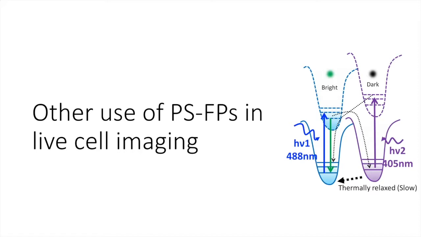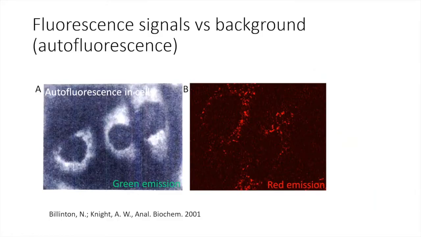Okay, I will quickly wrap up. I just want to introduce how we did in our lab. This is another use of photo-switchable fluorescent protein in live cell imaging. Oftentimes when we do the imaging, we will have the autofluorescence background. For example, you can see a uniform autofluorescence from metabolites like NADH, FAD, in the green or the red channel. You can see the punctate from the cells.